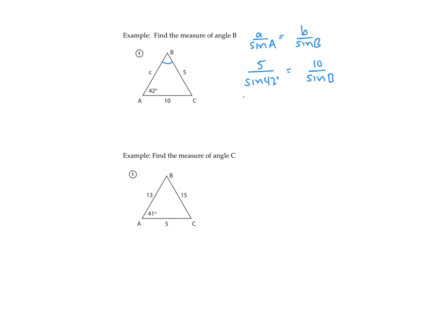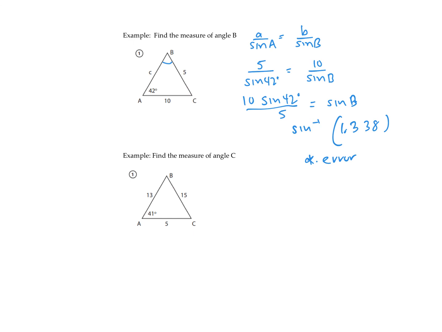We're going to cross multiply. So 10 sine 42, we're going to divide by 5, and that will give us the sine of B. And so let's try this on our calculator. We're going to do 10 sine 42, divide that by 5, and we get 1.338. And if we try to do that on our calculator, we'll get error.